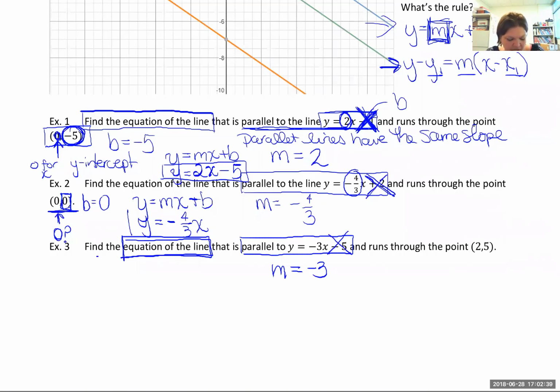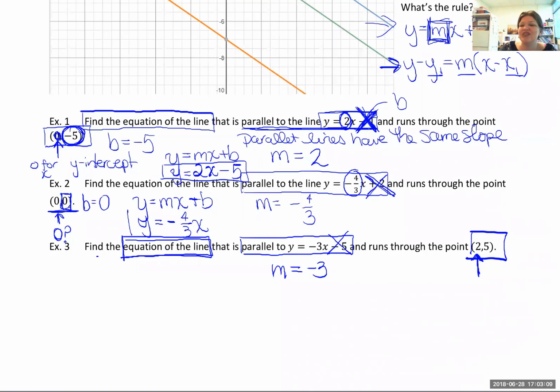Okay. But then notice what I have here. We also know that it runs through the point 2, 5. So my line goes through that point 2, 5. So I have a question for you. Is this the intercept? Is this the y-intercept? Well, let's evaluate. Look at the x coordinate. At the intercept, the other guy is always 0. So at the y-intercept, the x will be 0. Is that a 0? No.